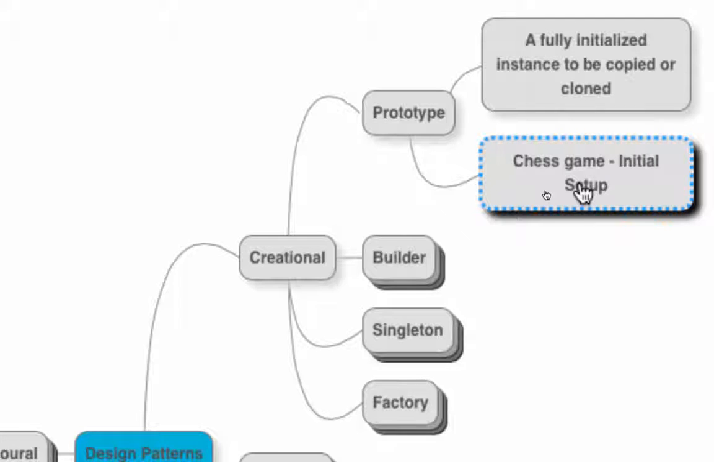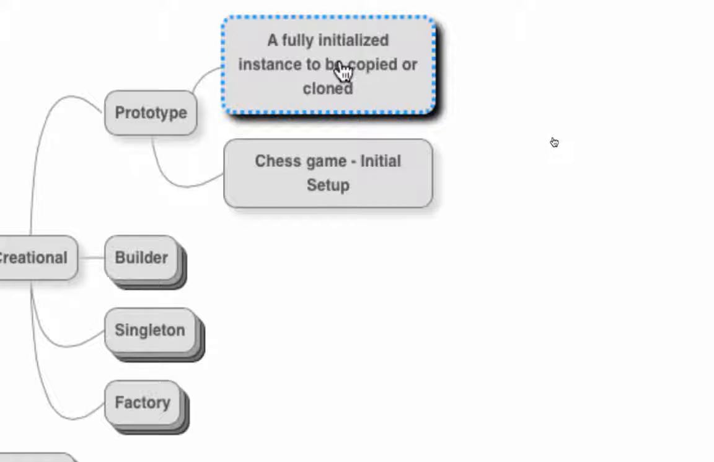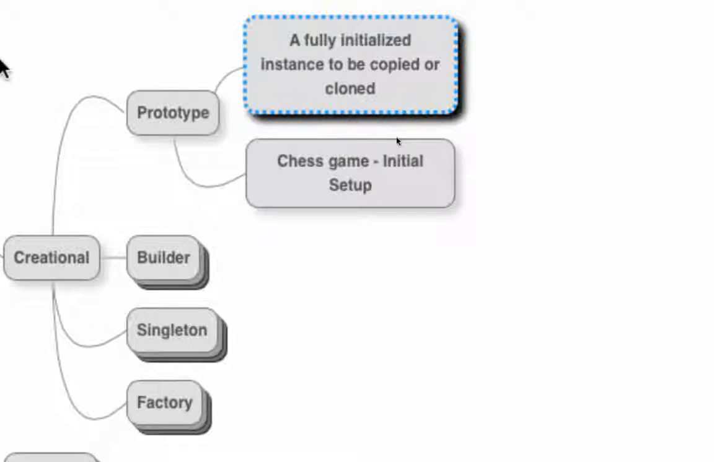Let's say I'm implementing a program for a chess game. In that kind of a game, I can store the initial setup of the chess game as a prototype, and whenever somebody asks for a new game, I can clone this and give it back. So this is a prototype pattern. A prototype pattern is used to create a copy of a fully initialized instance. So that's the prototype pattern.